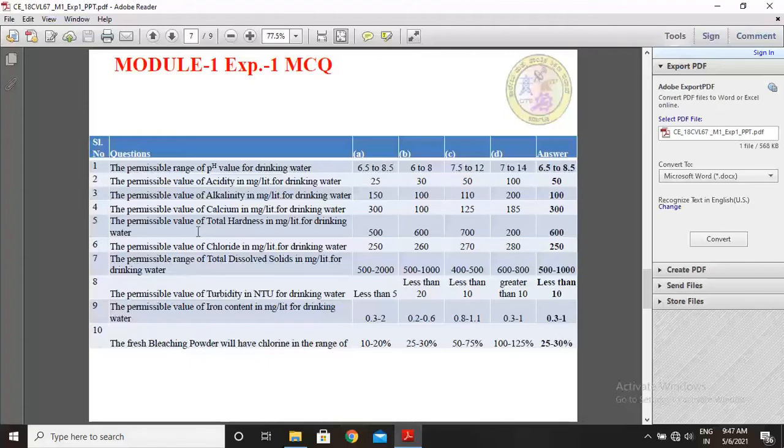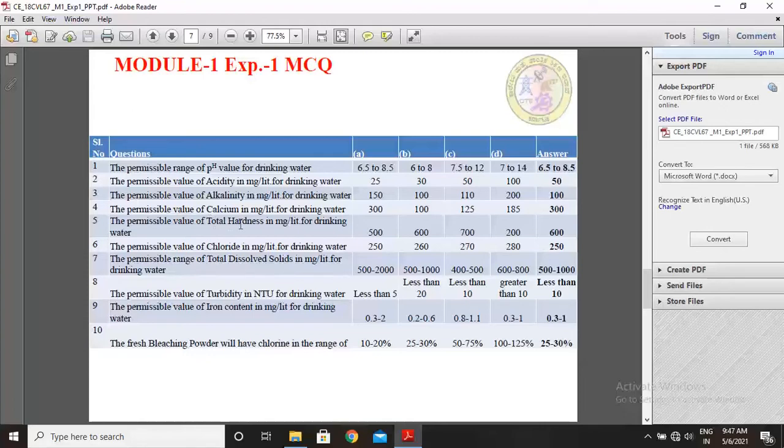Here 4 options are given and the correct answer is also given. Question number 1. The permissible range of pH value for drinking water is 6.5 to 8.5, or 6 to 8, or 7.5 to 12, or 7 to 14. Correct answer is 6.5 to 8.5. The permissible value of acidity in milligram per liter for drinking water is 25, 30, 50, 100. Correct answer is 50. The permissible value of alkalinity in milligram per liter for drinking water is 150, 100, 110, 200. Answer is 100.